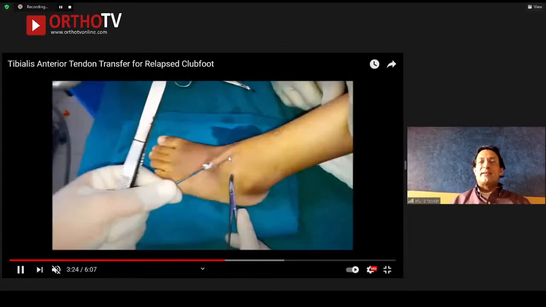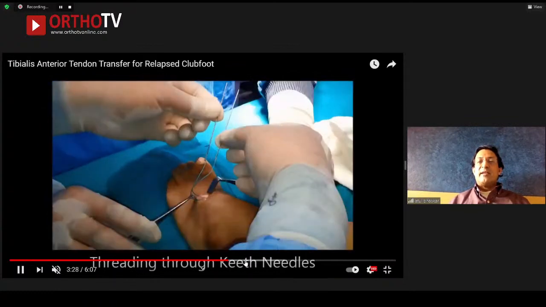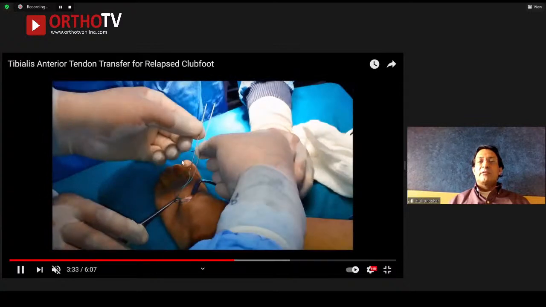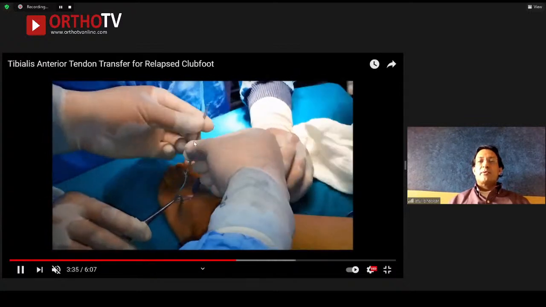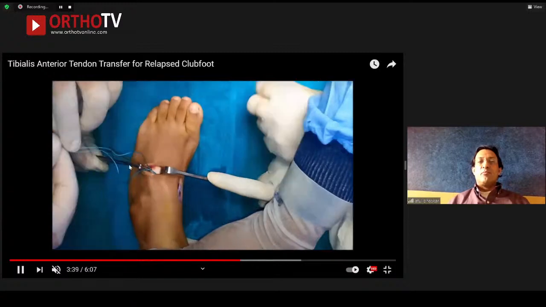Now this is not an easy technique for beginners. So sometimes you can do a 3-incision technique and harvest the tendon proximally. And these are the 2 Keith needles. Always keep the needles with you. Don't use these curved needles. We have seen needles being broken inside. So you must have straight needles so that your line of pull is good.